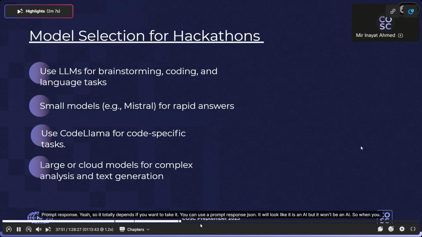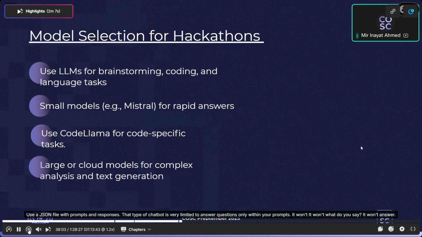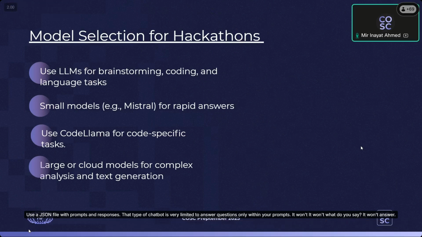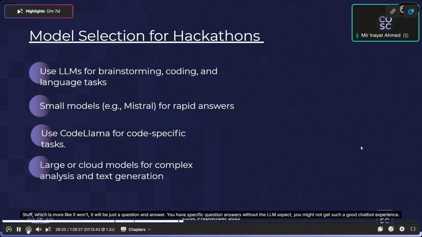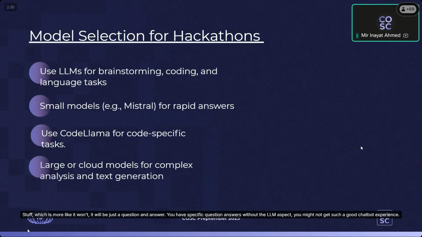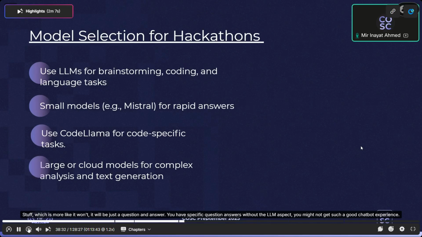Yeah, so it totally depends. If you want to fake it, you can use a prompt response JSON. It will look like it is an AI, but it won't be an AI. When you use a JSON file with prompts and responses, that type of chatbot is very limited to answering questions only within your prompts. It will just be a question and answer. You have specific question answers. Without the LLM aspect, you might not get such a good chatbot experience.